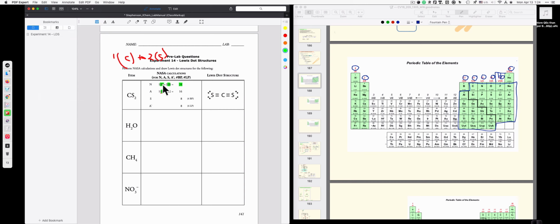Okay, so this 8 and this 8 come from looking at what's in this block. And this available comes from the group number. So each of my 2 sulfurs needs how many? Well, sulfur is in group 16, so it needs 6. So that's where that comes from. And you add those up, and you get a total of 16. Right.